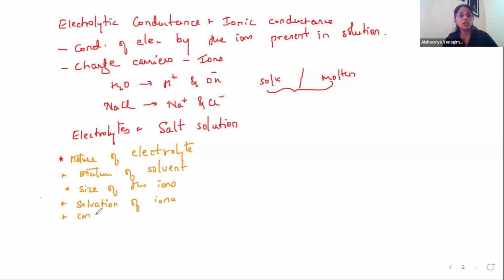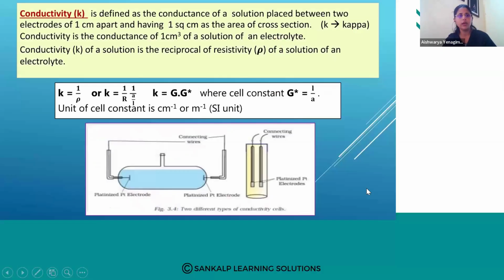Then it depends on the concentration of the electrolyte. Add one spoon of salt and see how much the bulb glows, then add two spoons, then three spoons, and the intensity of the brightness of the bulb will be more. And the last one is temperature. So the electrolytic conductance depends on all these factors.